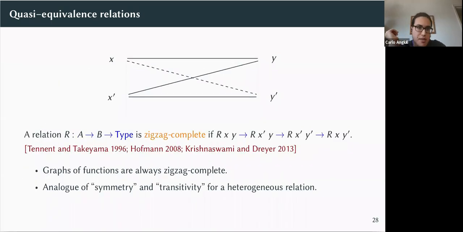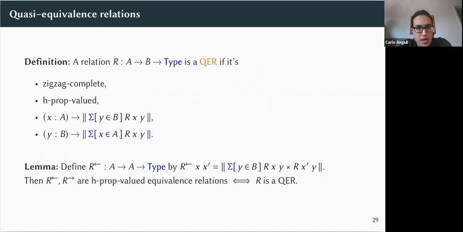These are sometimes called quasi-pers or quasi-partial equivalence relations because they're symmetric and transitive. So we introduced something called a quasi-equivalence relation, which is a reflexive, symmetric and transitive heterogeneous relation. A relation is a quasi-equivalence relation if it's zigzag complete, that condition on the previous slide, if it is h-prop valued, and if everything on the left is merely related to something on the right and vice versa. And these are the reflexivity.